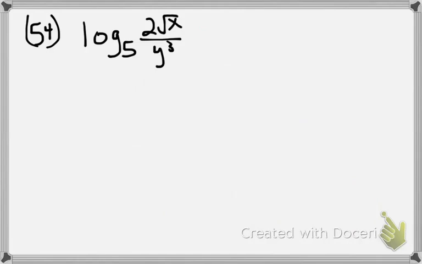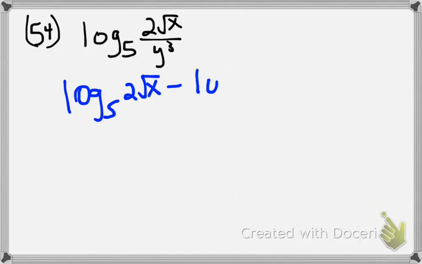Okay, when you first look at this problem, it looks like there's a lot to it. So if you take it in steps, it's going to work out a lot better. So I'm going to start off, first of all, by changing this to log base 5, 2 square root of x, minus log base 5, y to the third power. Because I can go ahead with that and separate my fraction, make it a little bit easier.